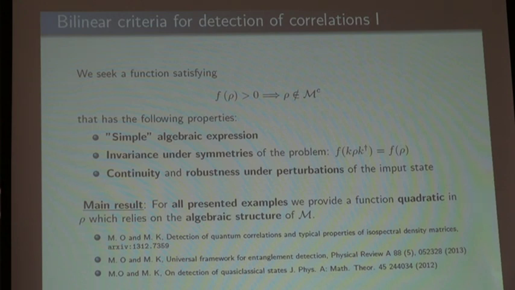At the very beginning you must tell which are the correlated states, and then for each class I give such a criterion. This is actually one of the main results I'm going to talk about. For each of the presented examples, I provide a function which is quadratic in rho, the density matrix, which fulfills those properties.